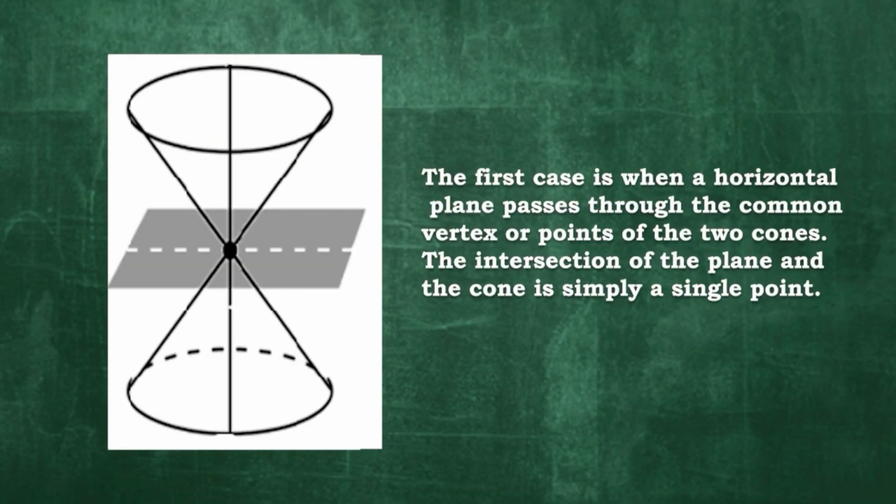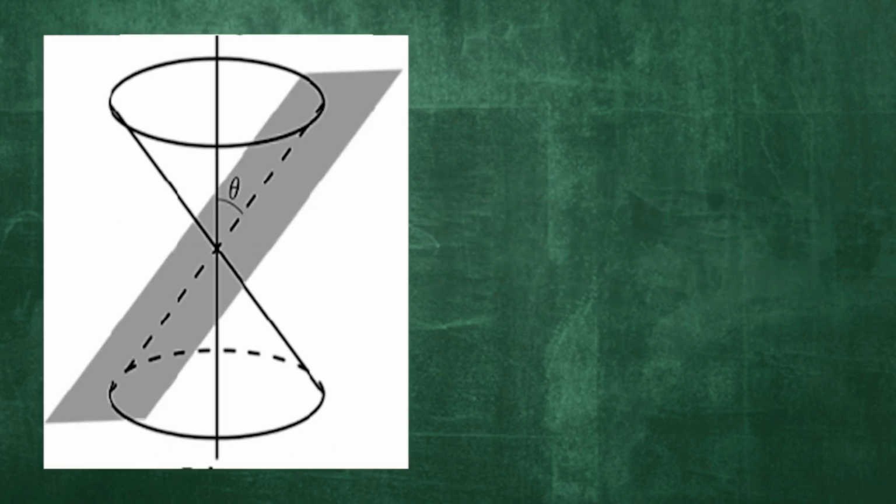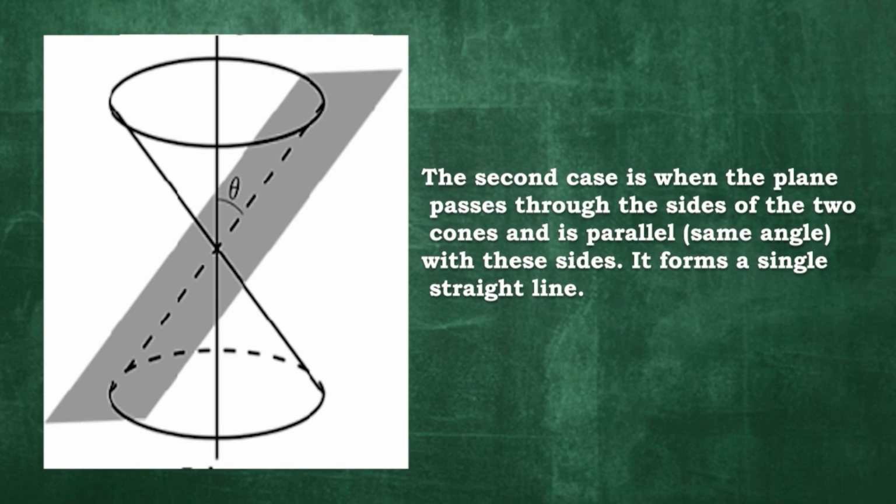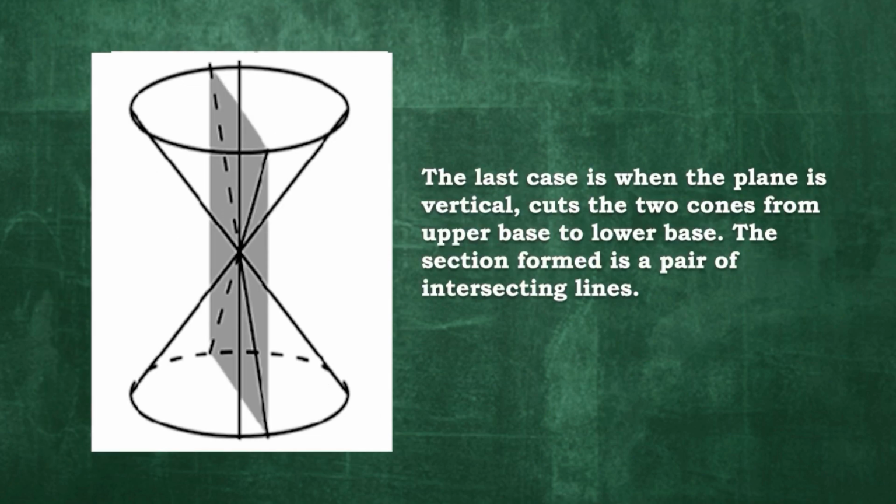The first case is when a horizontal plane passes through the common vertex or points of the two cones. The intersection of the plane and the cone is simply a single point. The second case is when the plane passes through the sides of the two cones and is parallel with these sides. It forms a single straight line. The last case is when the plane is vertical, cuts the two cones from upper base to lower base. The section formed is a pair of intersecting lines.